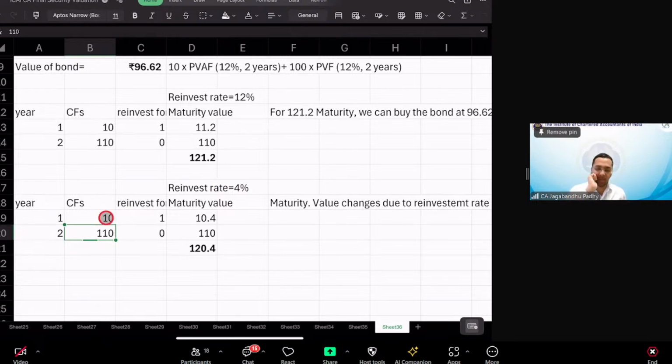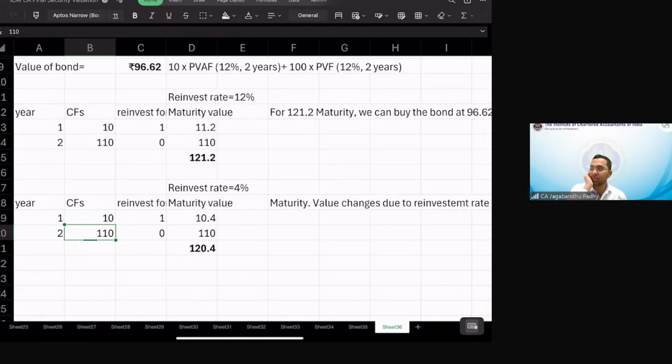So if I think that I need money after 2 years, and if I buy this bond at 96.62, I require, let's say, 121.2 after 2 years, and I assume that YTM will remain the same, so I'll be able to reinvest the intermediate cash flows also at the same rate. So let me buy the bond at 96.62. We assume that everything remains the same and maturity value will be 121.2. But this is not a realistic scenario.